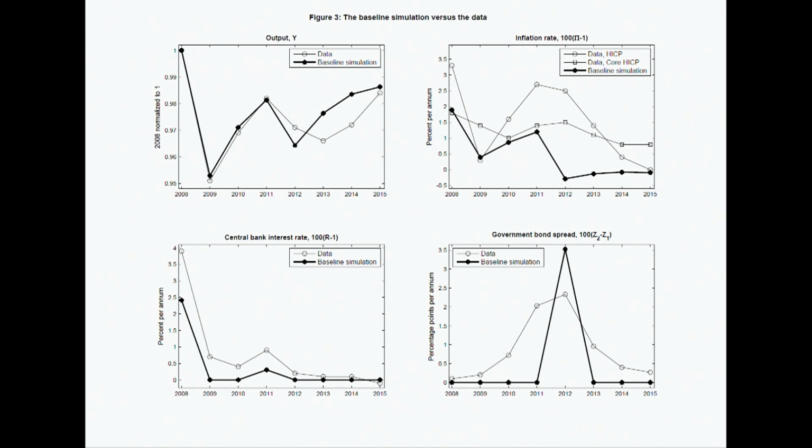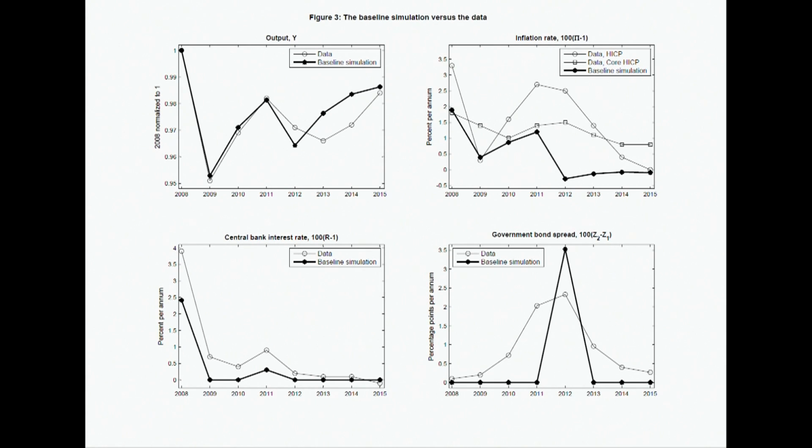The picture for inflation actually has two data series in it, one for HICP and the other one for core HICP. And the time span is between 2008 and 2015. So we imagine this economy is in the intended steady state in 2008. In 2009, the fundamental shock hits, and we trace out what happens. We think the model, keeping in mind that it's very simple, matches the main features of the euro area data.